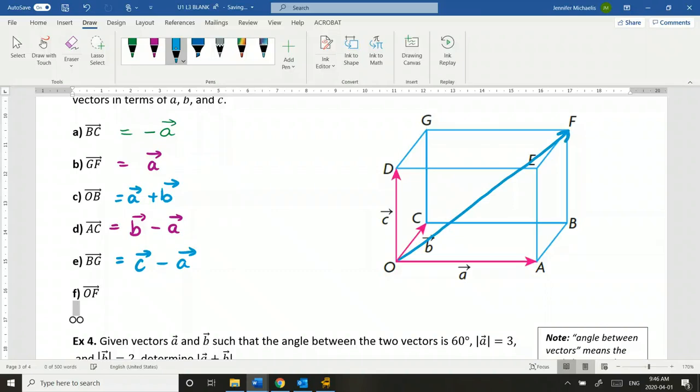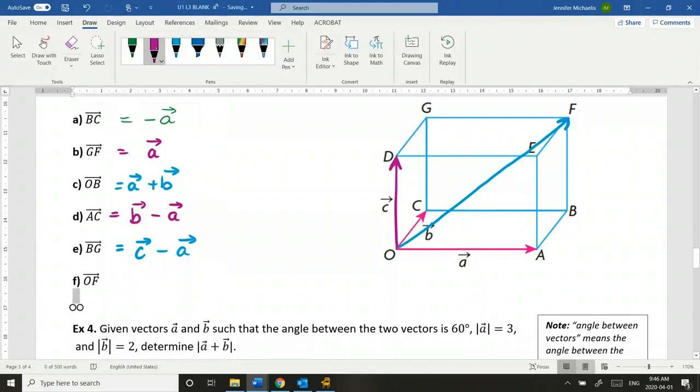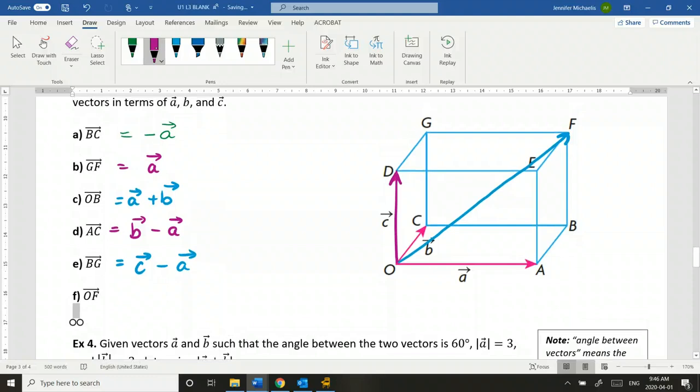Okay, OF is our last one here. You have to kind of imagine that this is starting at the corner that's closest to us and going diagonal to the opposite corner. So we need to get from O to F using some sums of different vectors here. I'm going to use this one as my first one, OD, and that's vector C. And then I'm going to use DG, which is equivalent to vector B. And then I'm going to use GF, which we know from above is equal to vector A. So OF is actually going to be equal to C plus B plus A.